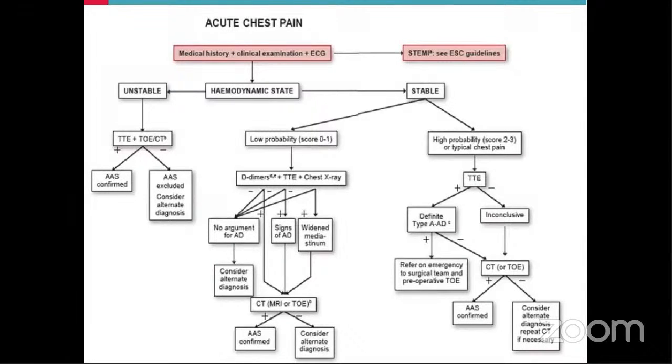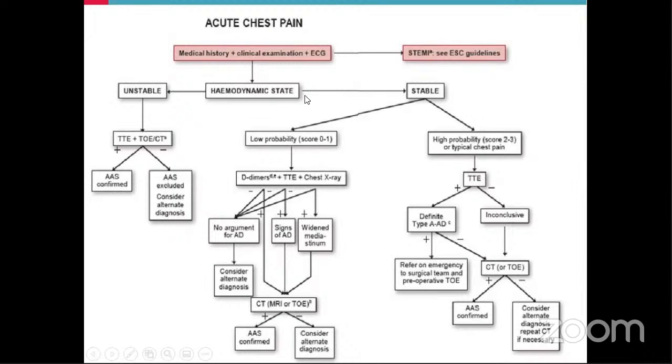You will look at the hemodynamic situation of the patient. If the hemodynamic situation is unstable, you cannot do an MRI. You perform the regular transthoracic echo, the transesophageal, and CT according to what's available. Confirm your diagnosis, proceed with management, or exclude the diagnosis and search for something else.